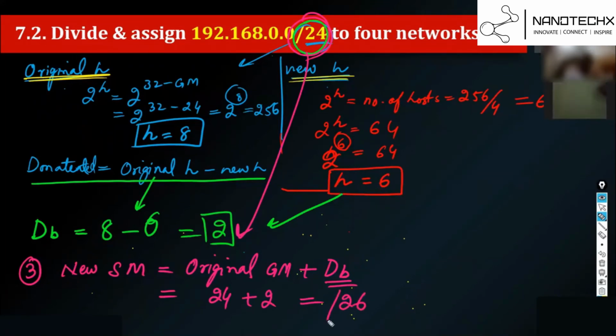Now it is very easy. We start writing our new subnet masks, new networks. So the new networks, let me write with a different color. The new networks will be like that.